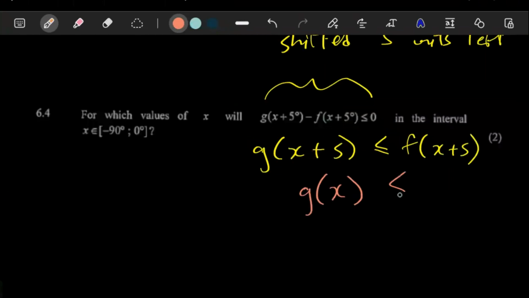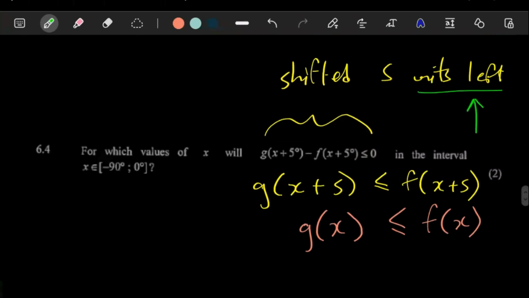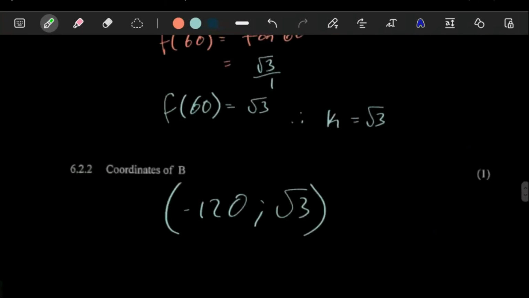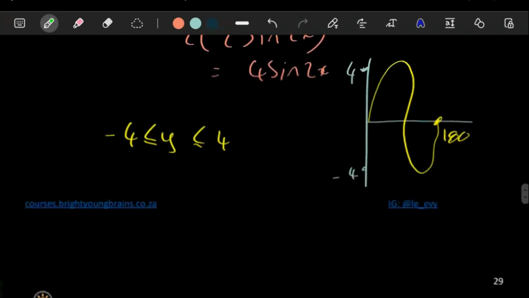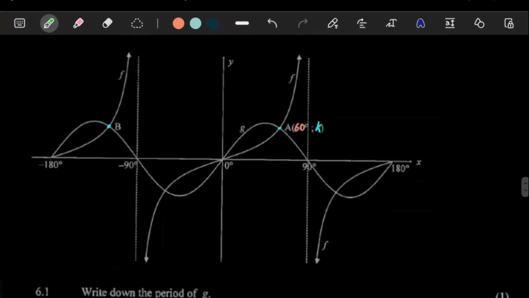So the interpretation here is you almost want to think to yourself, where's the graph of G going to be smaller or equal to the graph of F? You want to work this out. Once you've worked this out, you move everything 5 units to the left. So let's see where the graph of G has y values that are smaller or equal to the y values of F. You can see that it has lower y values over here. It has lower y values over here.